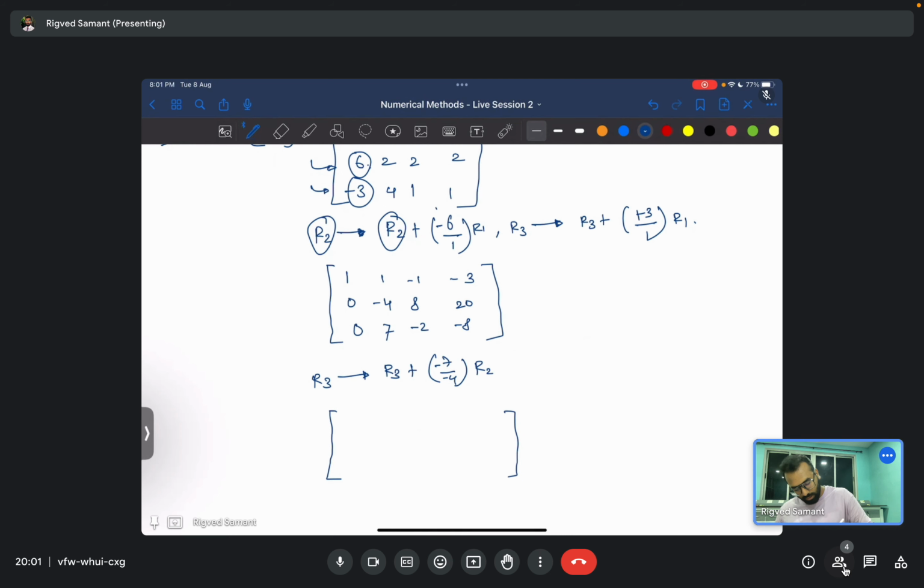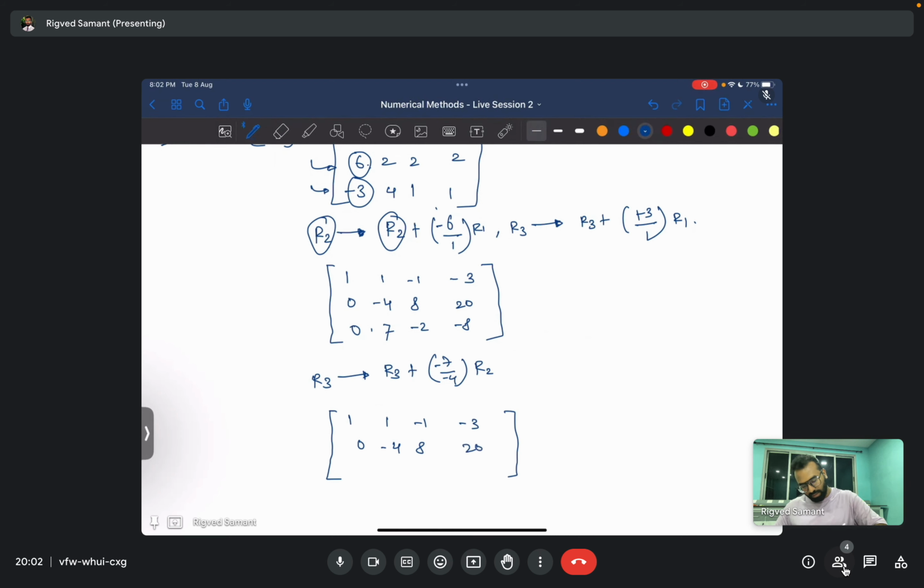So what you will get? 1 minus 1 minus 3. So in the place of multiply by R2, you can multiply with R1. Not possible. If you multiply with R1, what will happen? This 0 will again go to some value. That is why the process is like that. You have to go into the upper triangular matrix, right?